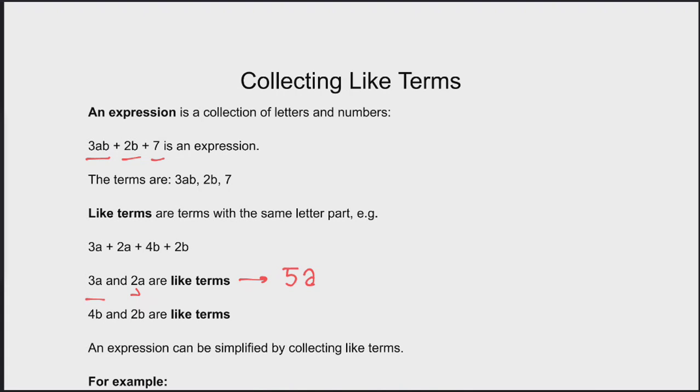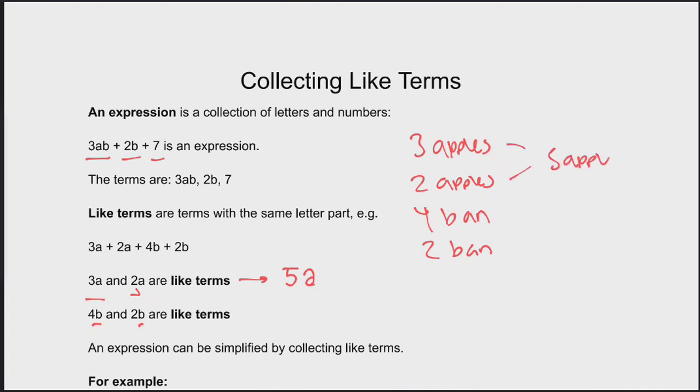Say a was apples. You've got 3 apples plus 2 apples, and that's going to be 5 apples. And 4b and 2b are also like terms because they have that b component, say they're bananas. So with 4 bananas and 2 bananas, we're asking how many apples and bananas we have all together. We've got 5 apples and 6 bananas. That's what we mean by collecting like terms, making that expression simpler.